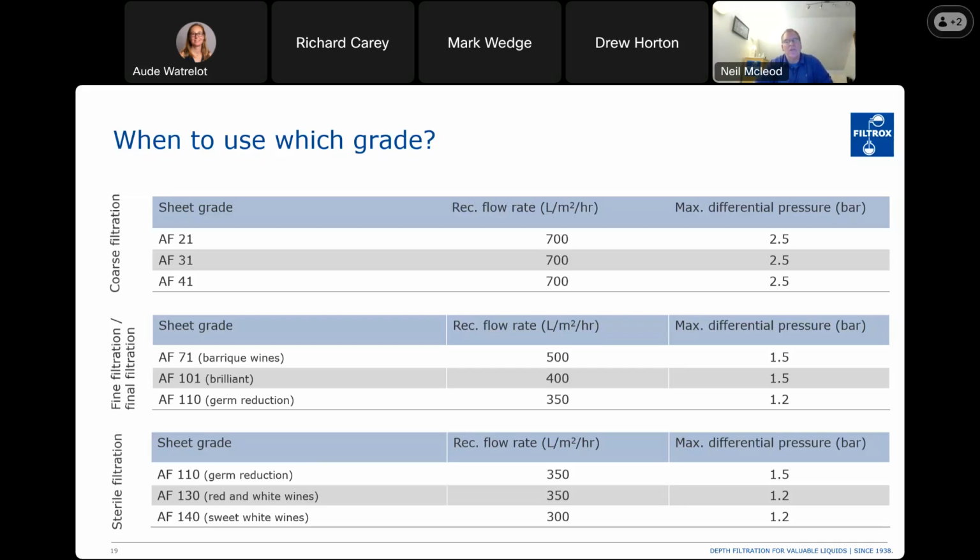You can also see that there's a differential pressure, and again, we mentioned there's differential pressure across the filter media, and we wouldn't actually want to run any higher than 2.5, 1.5 or 1.2. So the differential pressure is actually being reduced as we start tightening up the filter media.